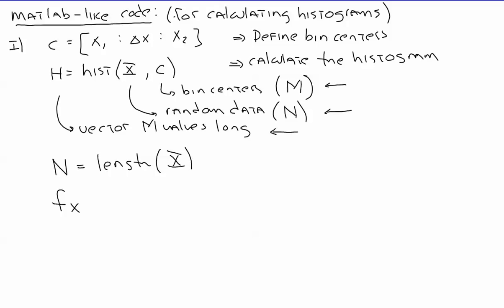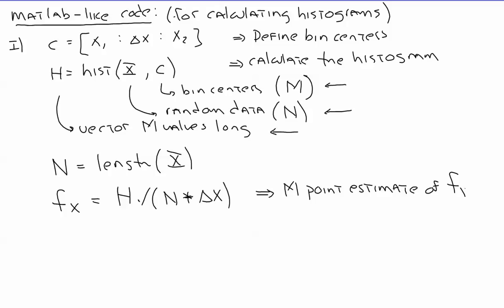My probability density function estimate will be H dot slash N times delta X. This will also be an M point estimate of my PDF. And then you can plot it if you want. Plot C, F sub X. So C is an M point vector. F sub X is an M point vector. Plot that and you'll get your PDF estimate. All right, that's one way of doing it.